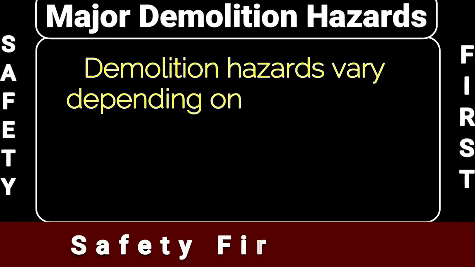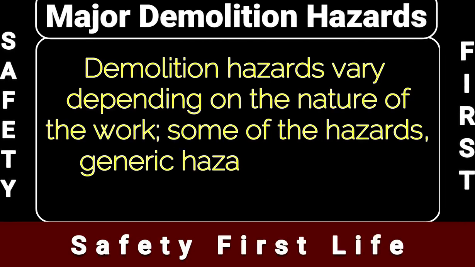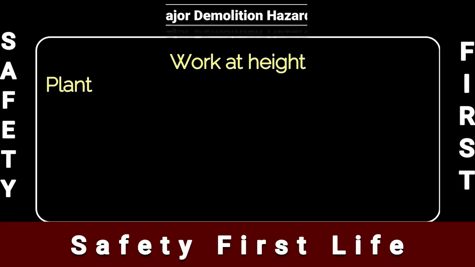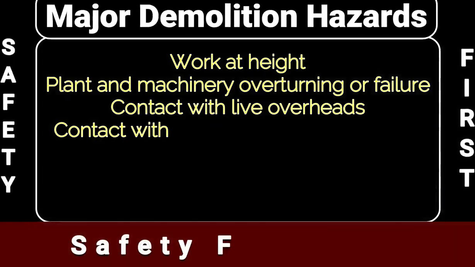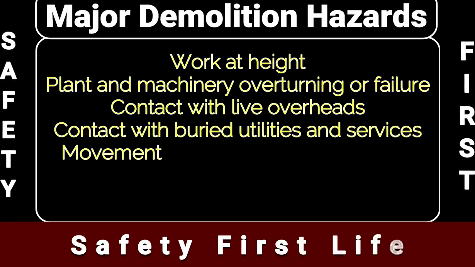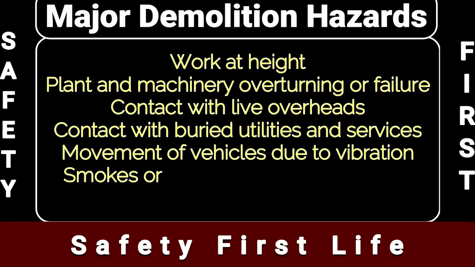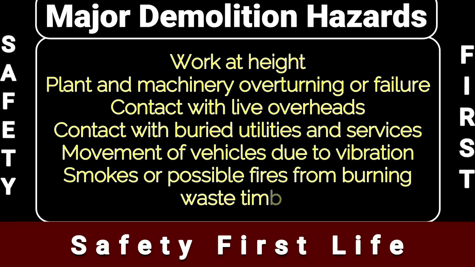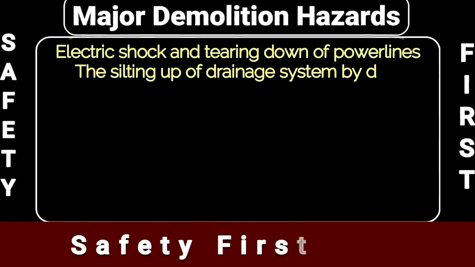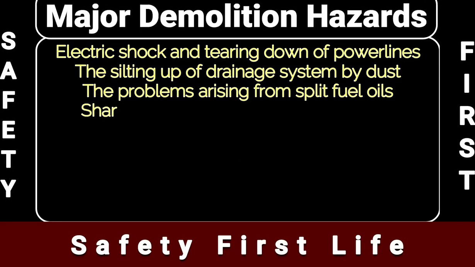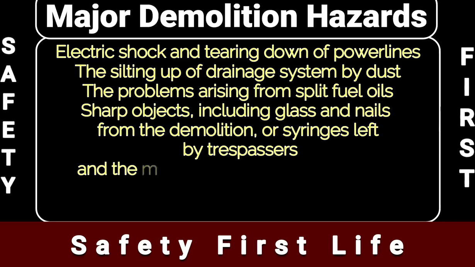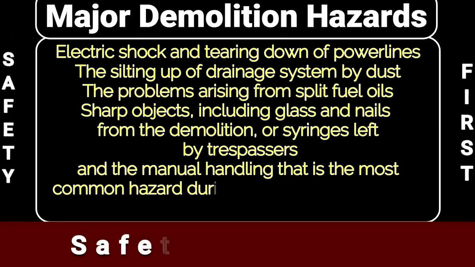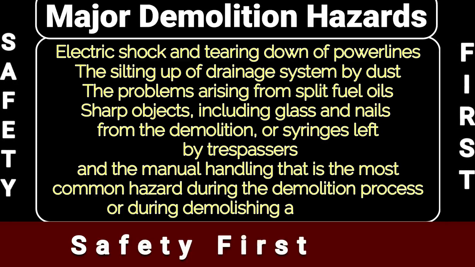Demolition hazards vary depending on the nature of the work. Some of the hazards that may be included are work at height, plant and machinery overturning or failure, contact with live overhead power lines, contact with underground utilities and services, movement of vehicles due to vibration, smoke or possible fires from burning waste timber, electric shock and tearing down of power lines, the silting up of drainage systems by dust, the problems arising from spilt fuel oils, sharp objects including glass and nails from the demolition or left by trespassers, and manual handling, which is the most common during the demolition process.